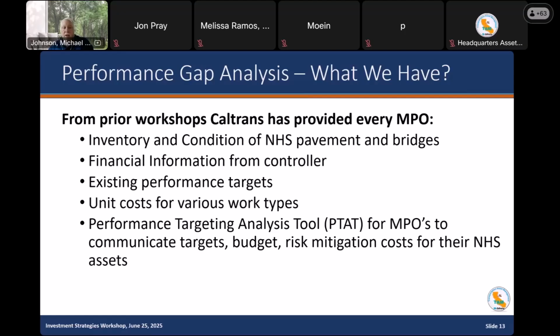And then finally, all of this sort of comes together in this Excel spreadsheet that we call the performance targeting analysis tool. Each of you received a copy of this, each MPO. It was already preloaded with all of these things that I mentioned. In addition, following that work, we did the risk mitigation workshops, and we'll kind of talk about how that comes into play here.